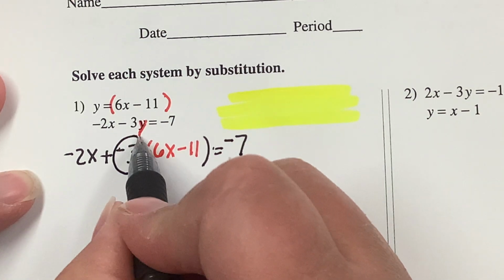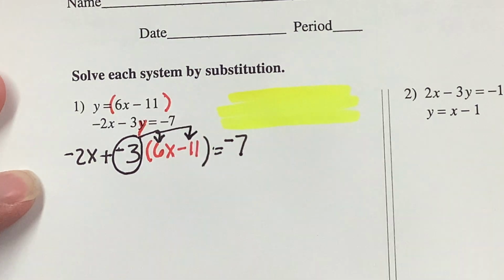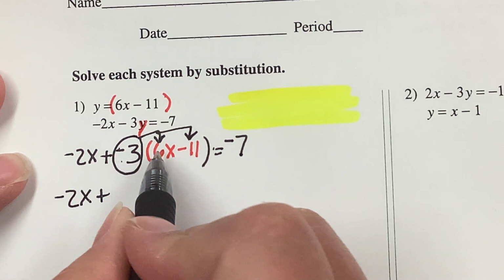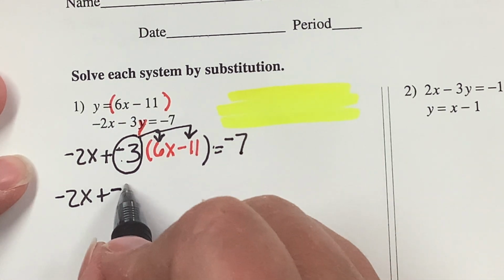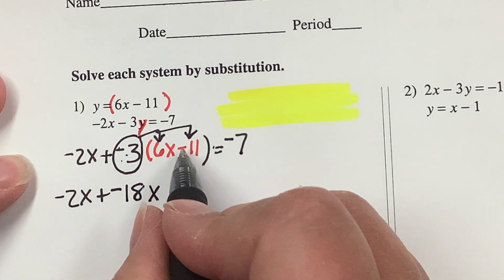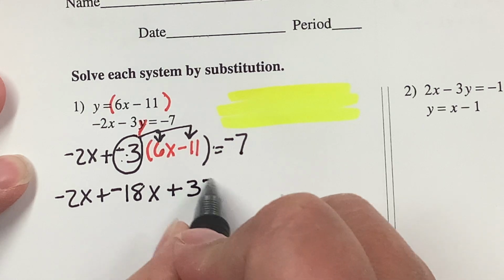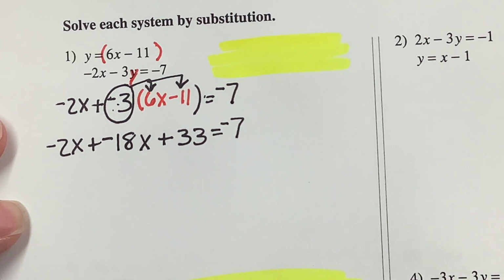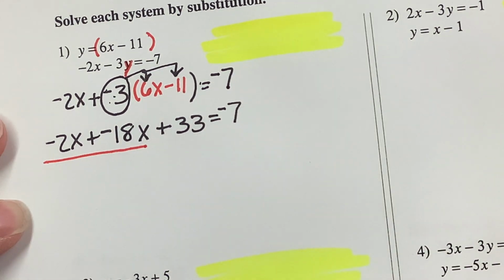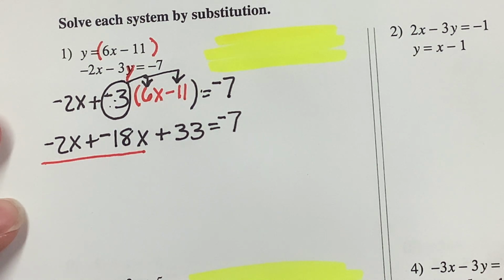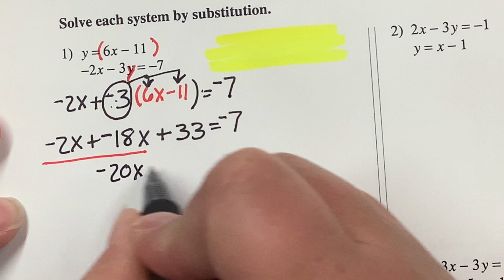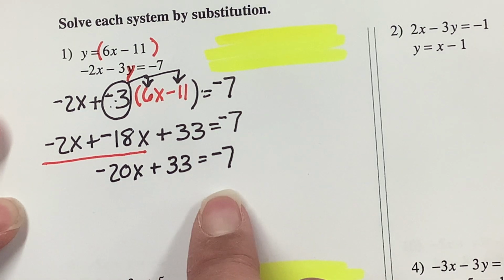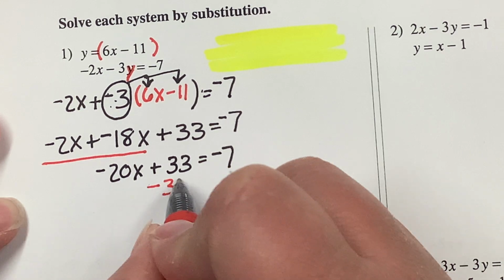So negative 3 times 6 and negative 3 times negative 11. Don't lose that negative 2x. Negative 2x plus negative 3 times 6 is negative 18x. Negative times negative is positive 33 equals negative 7. It's okay. We're going to combine like terms. Negative 2x plus negative 18x. They're on the same side of the equal sign, so you do the same operation that you see. And that is negative 20x plus 33 equals negative 7. Now I have to move all the numbers to the opposite side. So subtract 33 from both sides.